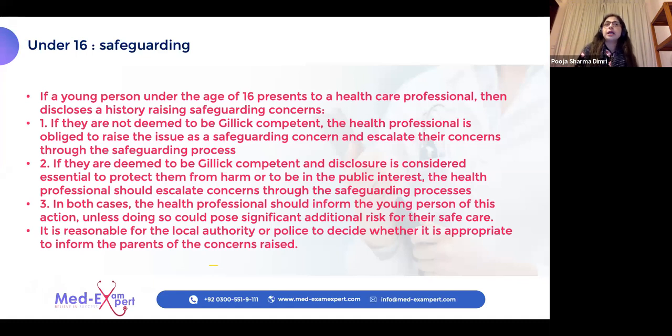But that doesn't happen if it's an adult. If the adult comes to you and you suspect foul play or domestic abuse, and you offer to inform the police or the local authority, if the person refuses to lodge a complaint or to inform the police, you cannot force them. But in case of a younger adult, it's your duty to inform the safeguarding team. In case of an adult, you can just offer them to inform the safeguarding team or the local authority or the police, but you cannot force them to file a police complaint. But in case of a younger adult, it's your duty to go through the safeguarding process. So that is what I want to say.